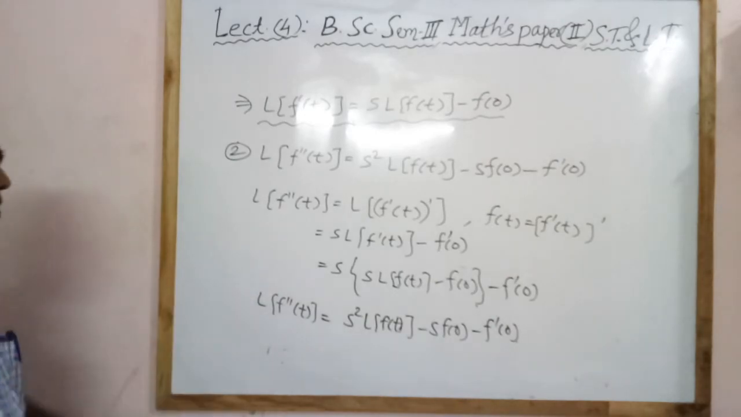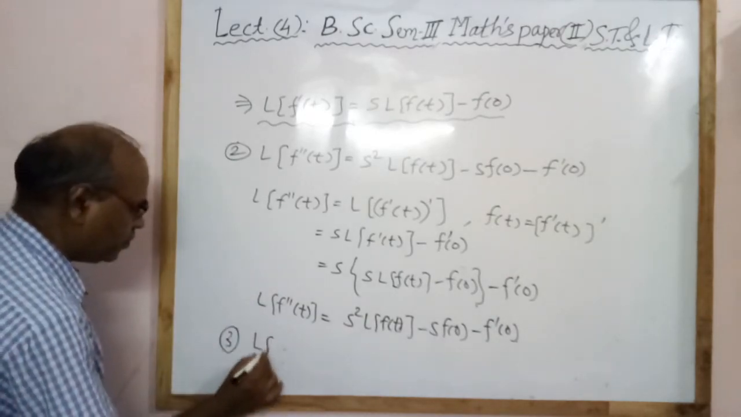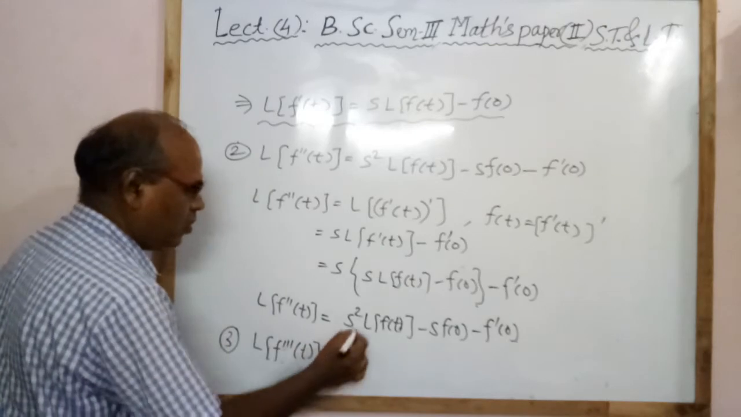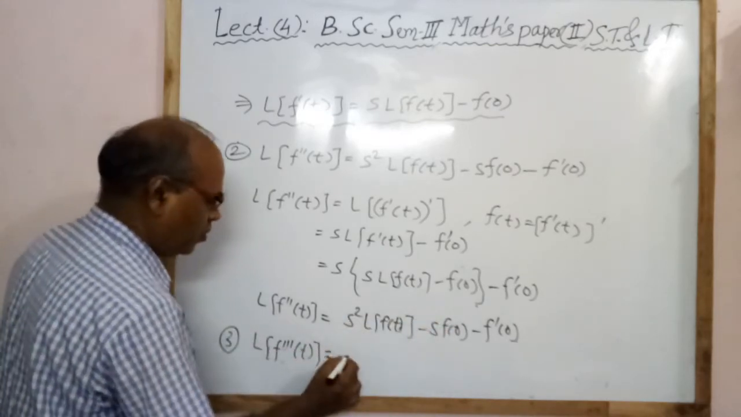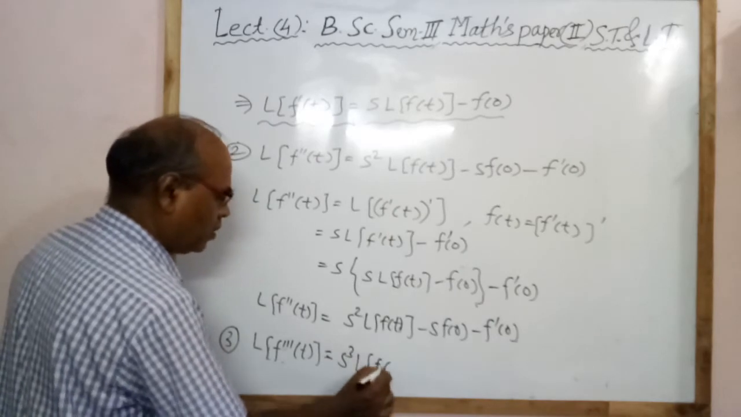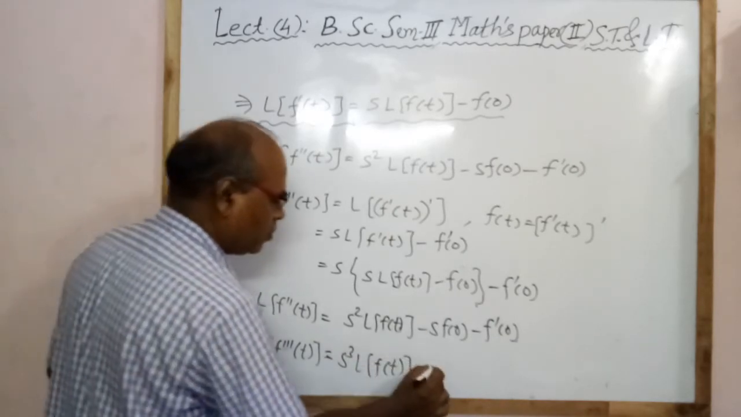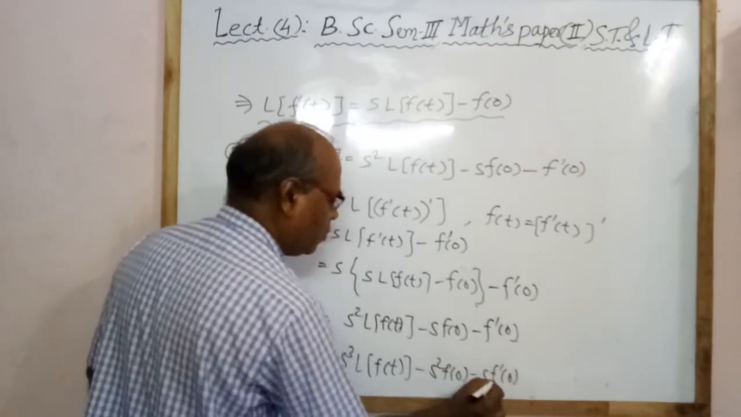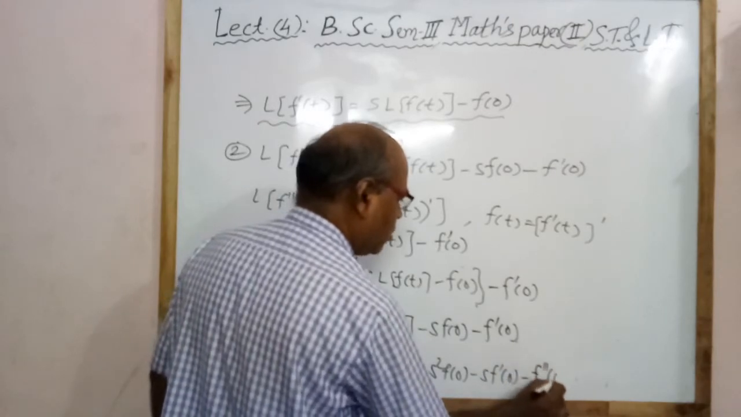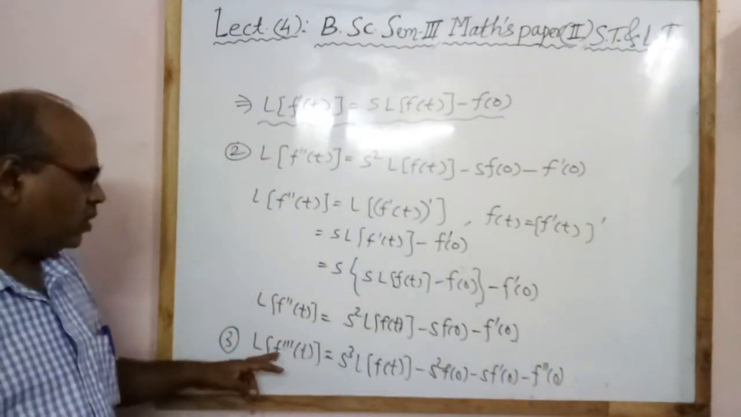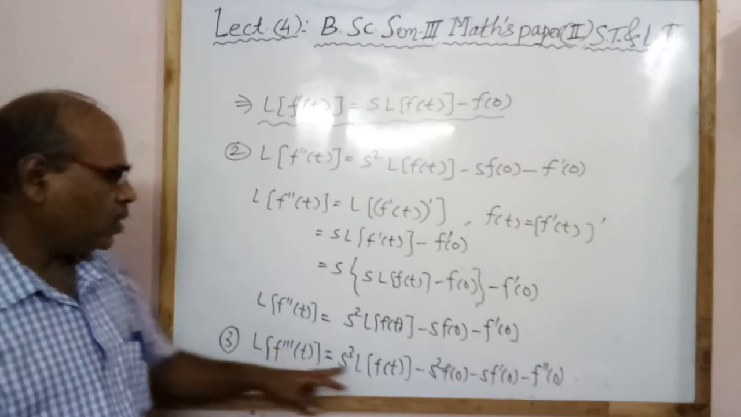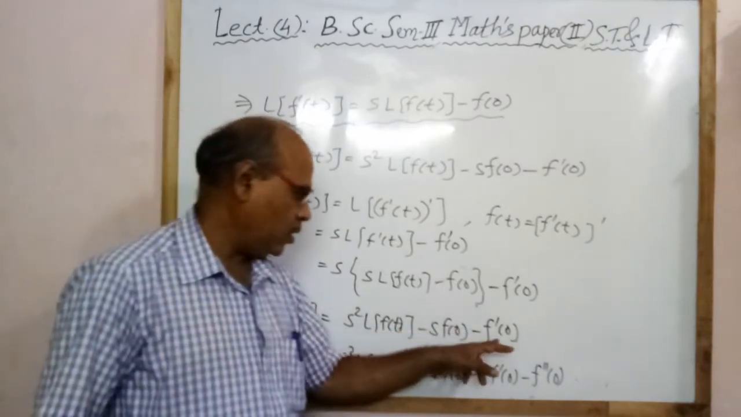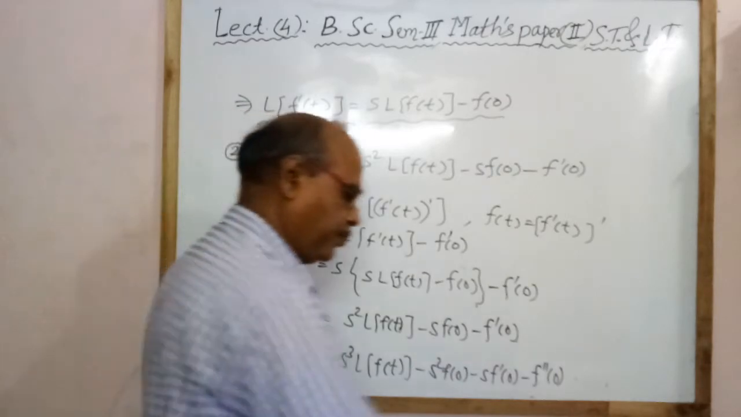Similarly, we can find the formula for Laplace of f triple dash. Laplace of f triple dash of t is given by multiplying this formula by s. Therefore we have s cube Laplace of f of t minus s square into f of 0 minus s into f dash of 0 minus, then again the additional term is f double dash of 0. If there is a third derivative, then here is the second derivative f double dash of 0. If there is a fourth derivative, then there is a third derivative, and so on.